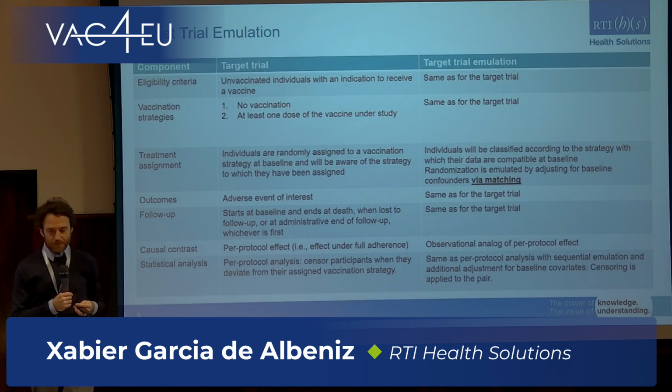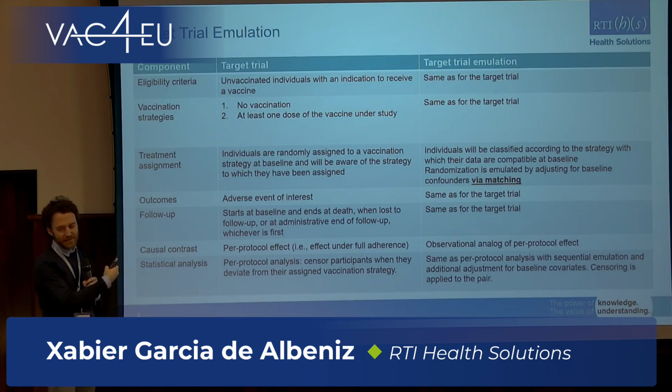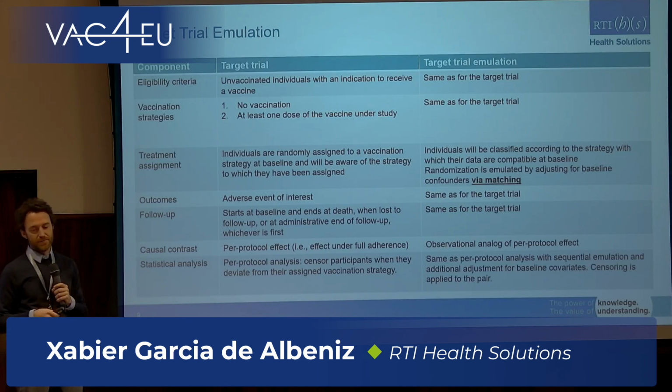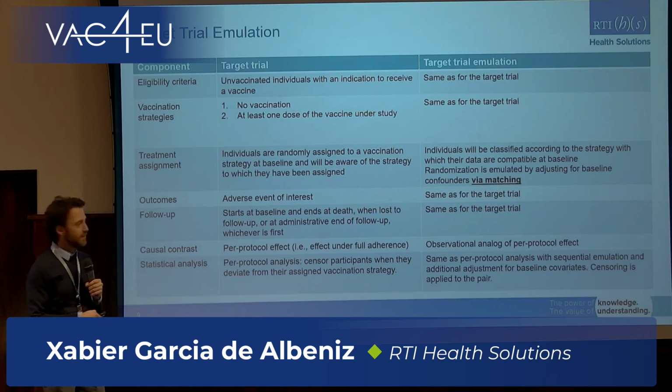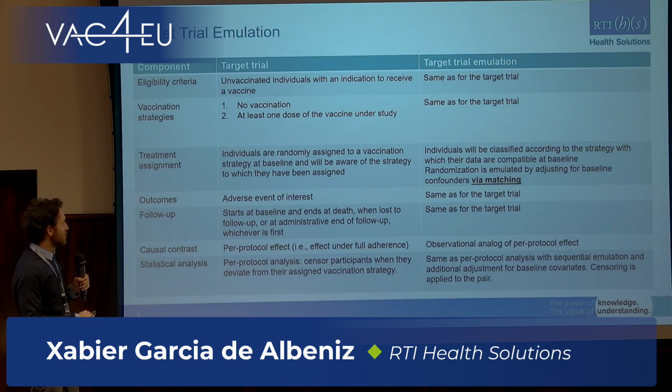So this is a generic table of the target trial emulation that we would design if we want to estimate the effect of receiving at least one vaccination or no vaccination, right? Those would be our vaccination strategies. The eligibility criteria would be people with an indication for primary vaccination. Our target trial would randomize people to these strategies. The outcomes are the adverse event of interest, whatever it is.